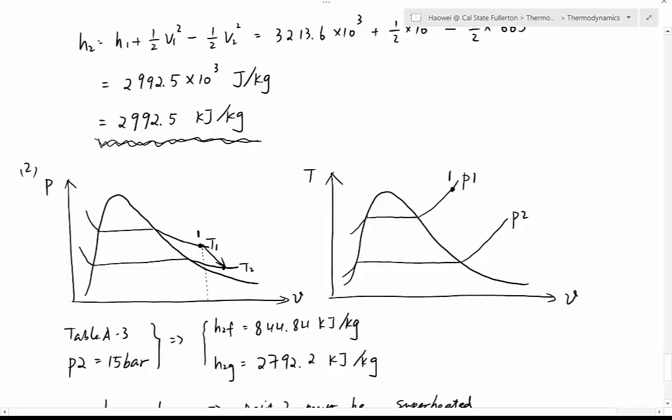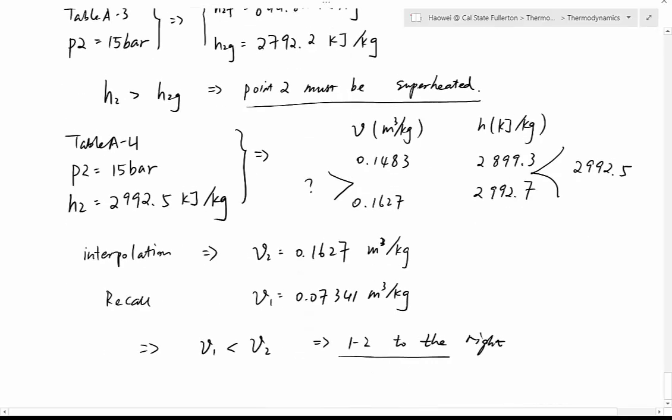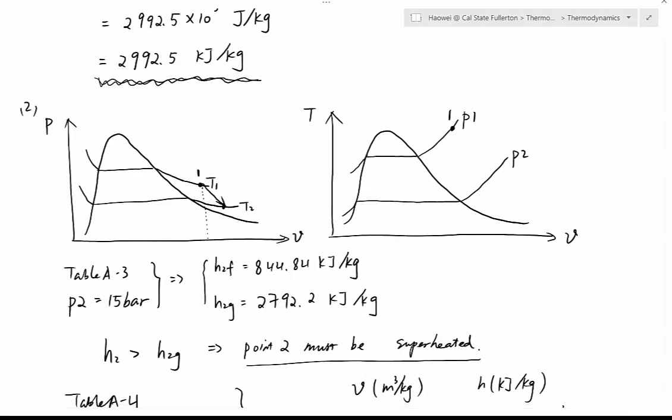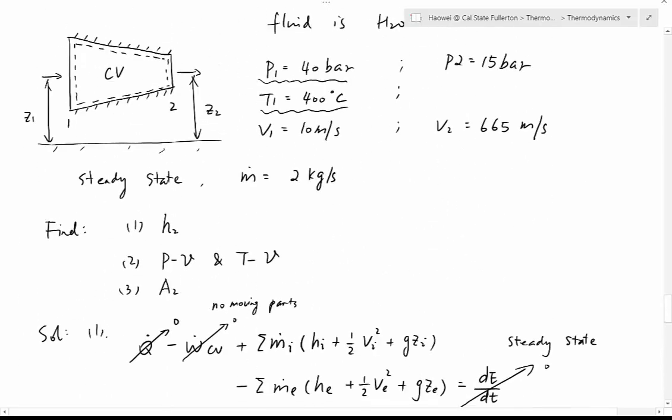Next one, let's locate number 2. How do we locate number 2? Number 2 must be on the P2 line, and we know number 2 is superheated. And one more, what do we know? 1 to 2 must be to the right. So number 2 is also superheated water vapor. Now that's the second diagram. Alright, so now we've finished the diagrams for P versus nu and T versus nu. That's part 2. And then the last part is part 3.